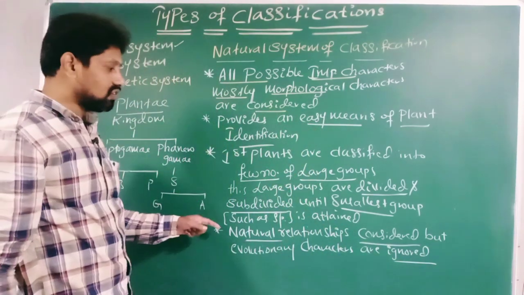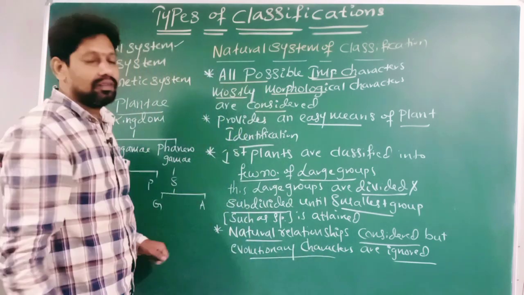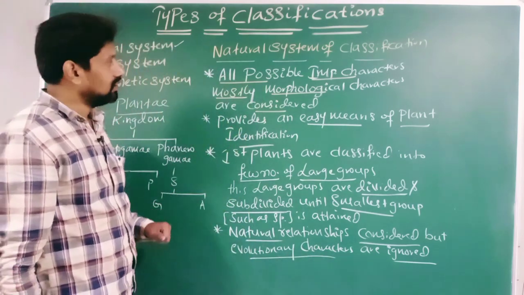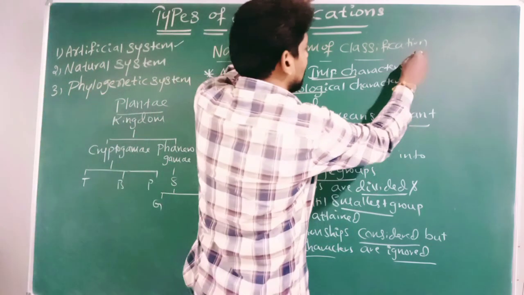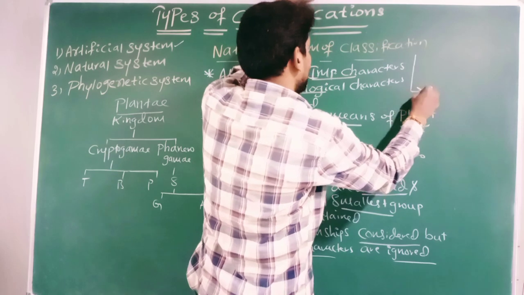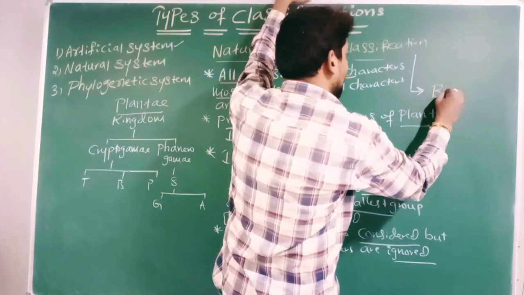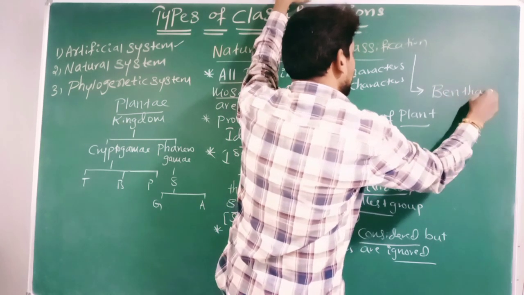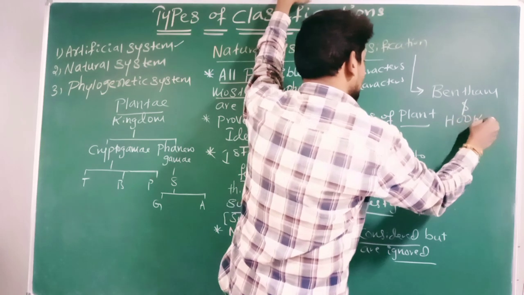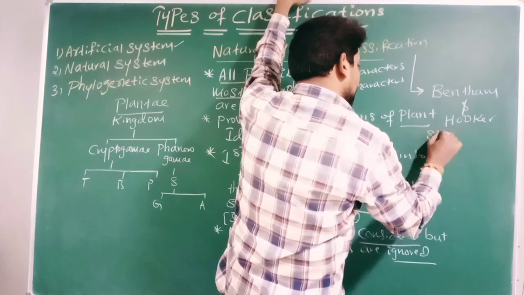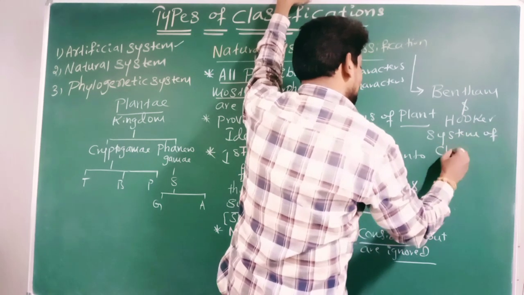Therefore, sir, natural relationships are considered, but evolutionary characters are ignored or neglected. Sir, the best example for natural system of classification is Bentham and Hooker system of classification.